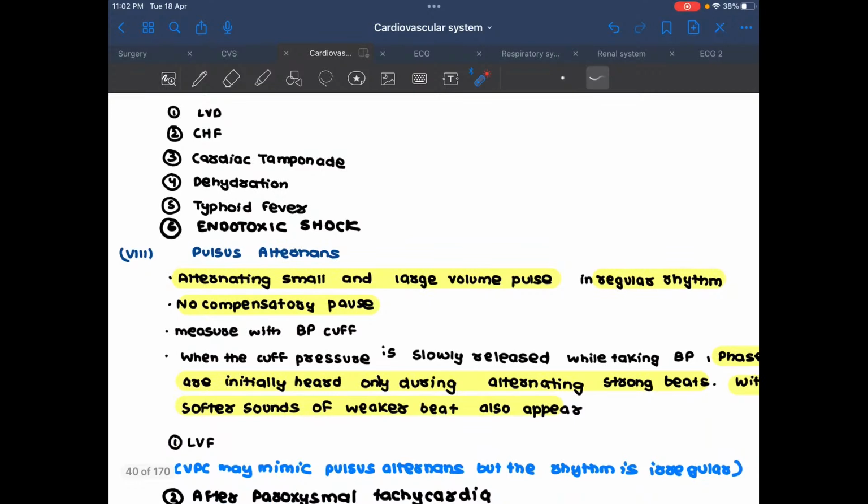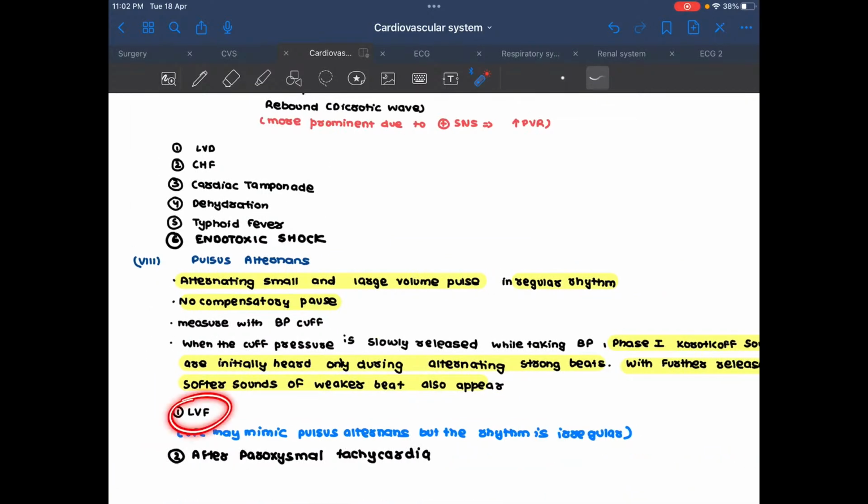Pulsus alternans, which I am seeing mainly in left ventricular failure. Okay? Left ventricular failure. What is happening? Alternating small and large volume pulses, but in a regular rhythm, and that is why pulsus alternans is different from something we are going to see. Okay? Pulsus alternans means that on a regular rhythm I'm seeing the amplitude increasing, decreasing, increasing, decreasing. Why is it happening? Mainly it is left ventricular failure.